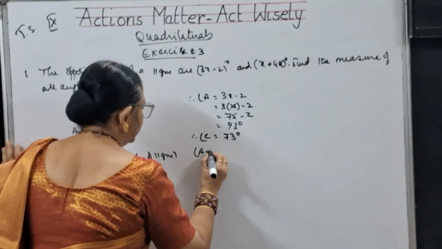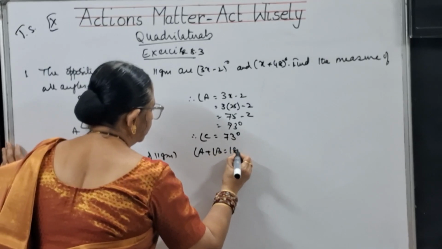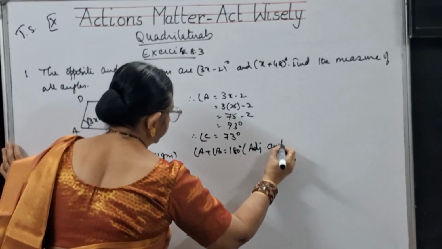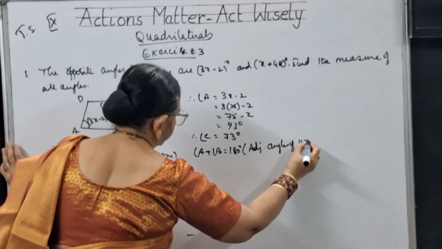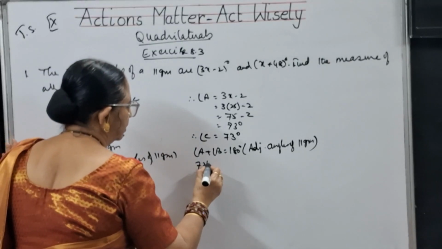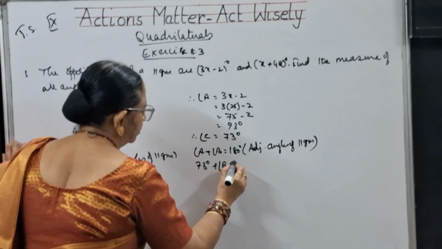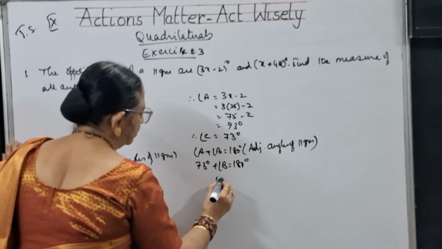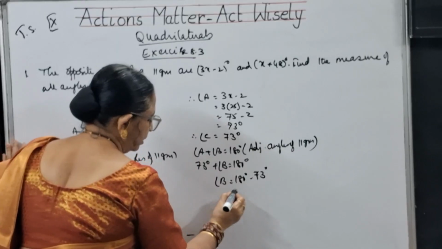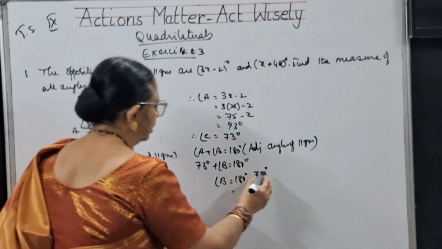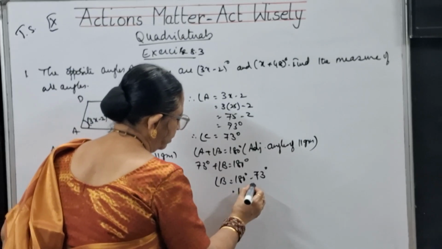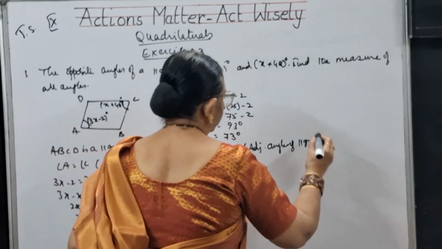We know that angle A plus angle B is equal to 180 degrees. What are they? They are adjacent angles of parallelogram. Adjacent angles of parallelogram are supplementary. So this is 73 degrees plus angle B is equal to 180 degrees. So what is angle B? 180 degrees minus 73 degrees. So 10 minus 3, 7, and 7 minus 7, 0, 1. 107 degrees.